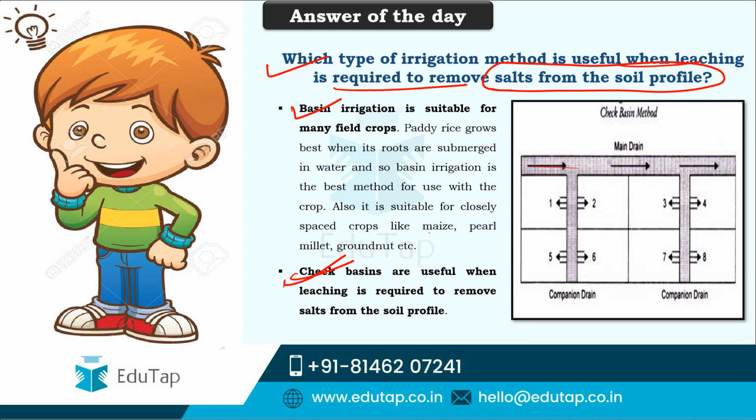See here, these are the main drains. The water is now let into small channels and into basins, wherein these are the crops that are grown. Generally it's sort of flooding only, but in a regulated manner, not in an unregulated manner. This is also suitable for closely spaced crops like maize, pearl millet, groundnut, where it would be difficult to draw a furrow or make channels and sub channels and then provide water.